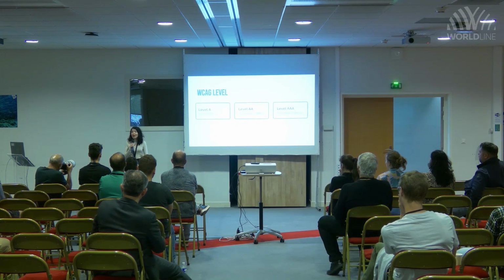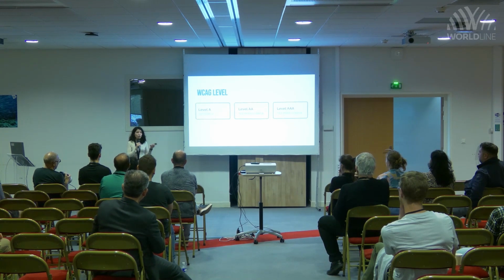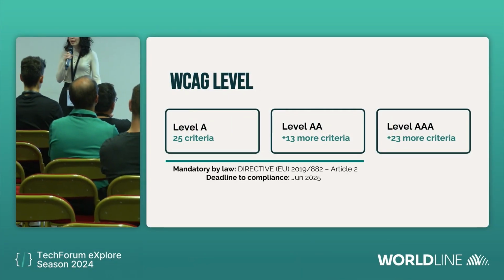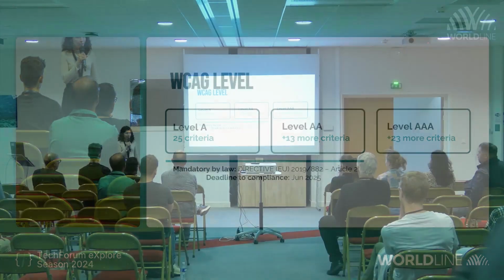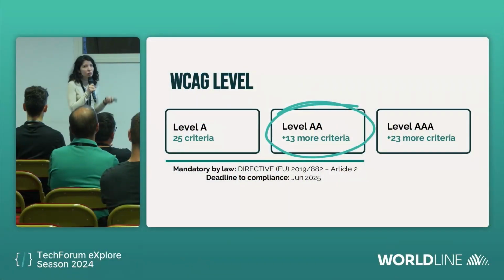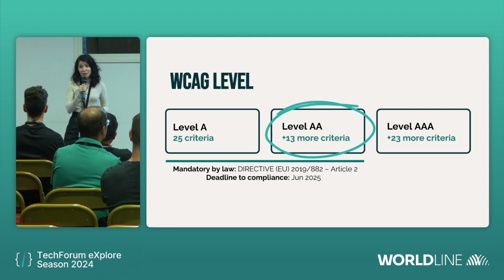Let me give you a little bit of context regarding the 3 different levels that you can see in this specific presentation. As you may know, level A has 25 criteria, and level AA has 13 more criteria. These 2 levels are the ones that are actually mandatory by law. And if you don't know, every single company, especially Worldline, needs to try to comply before summer next year, which means that you need to try to make your mobile applications or your website accessible before that day.